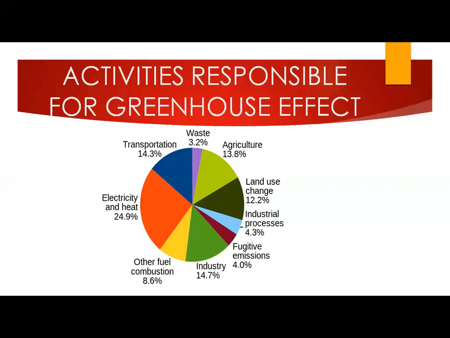Here is industry again, 14.7%, and other fuel consumption is 18.8%, and electricity and heat is producing 24.9%. Yes, we are using more electrical appliances nowadays than in the past. So 24.9% is the highest percentage, which is produced by electricity and heat.